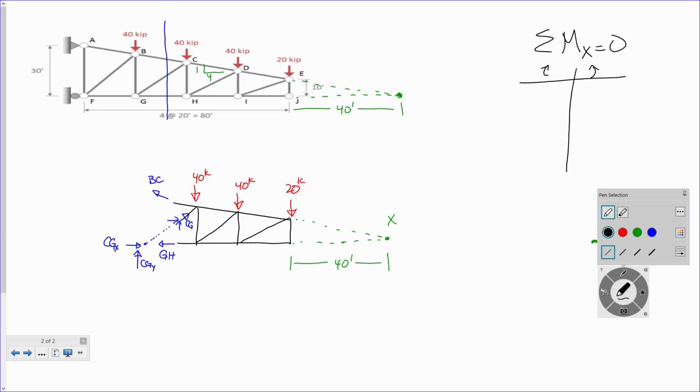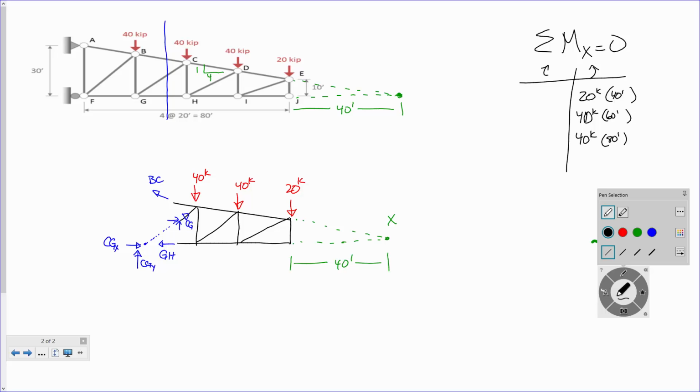So let's sum moments at X. So I've got 20 kips. Does that belong on the left side or the right side of the table? Right side. There we go. Y'all are picking this up, no problem at all. 20 kips times what distance? 40 feet. Okay, I got 40 kips times what distance? I got 40 kips times 80.